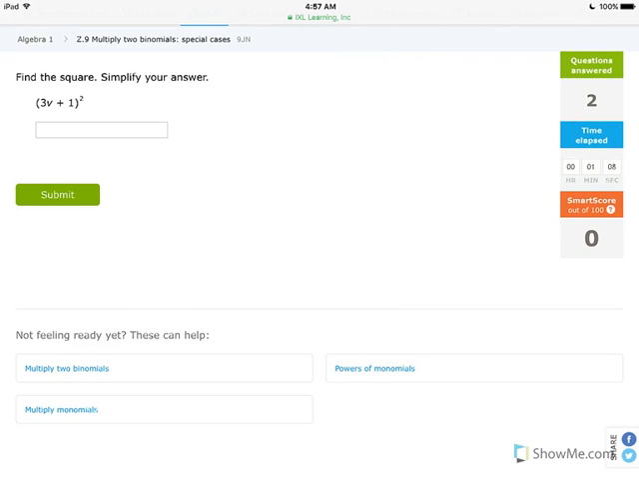And the next one, again, we have this square on the parentheses, so we need to rewrite it as 3v plus 1 multiplied by itself again, 3v plus 1. So this is representing the square. Remember, to square something means multiply it by itself. So 3v plus 1 multiplied by itself, 3v plus 1, and then multiply everything together.